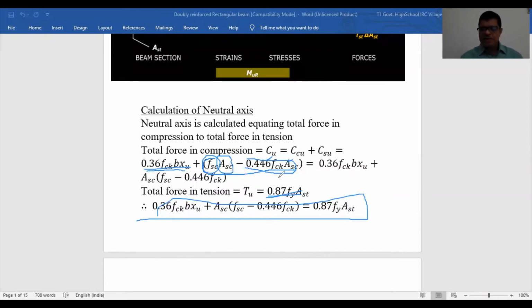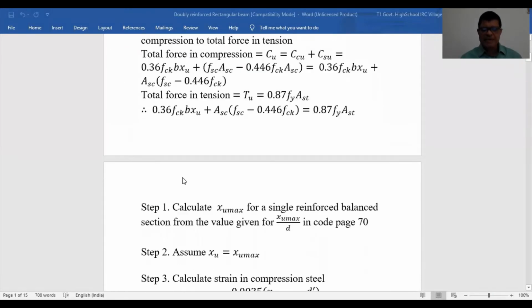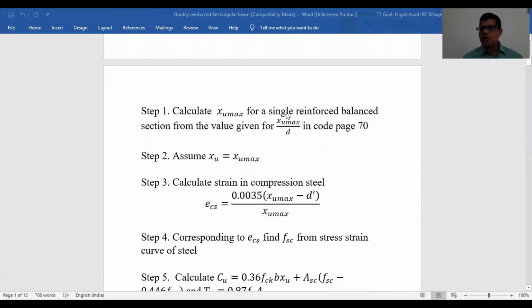So let's see the steps to solve this equation. First you assume xu is equal to xu maximum. You don't know it, because you have to try somewhere. By trial and error you have to find the neutral axis, because you have to calculate fsc. fsc is not known to you. That is the stress in steel in compression at that level, and that depends on the strain diagram. So from this strain diagram, you have to find this stress from the stress-strain curve.